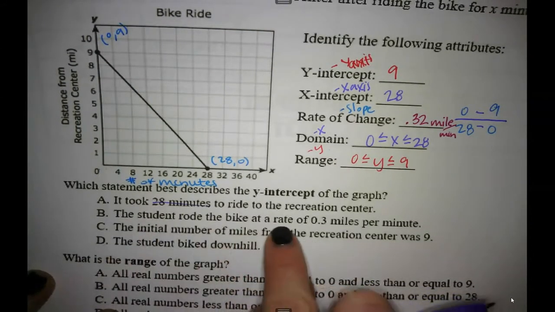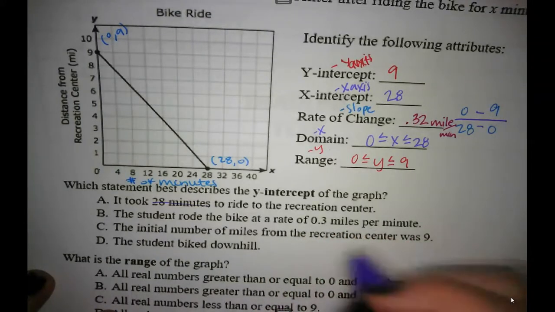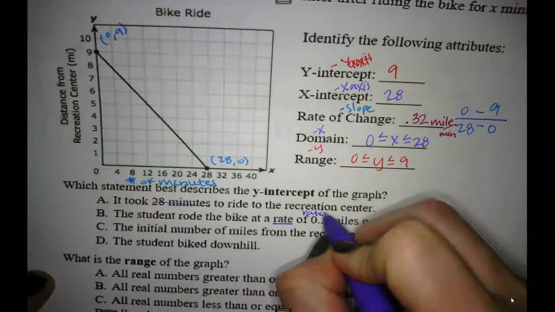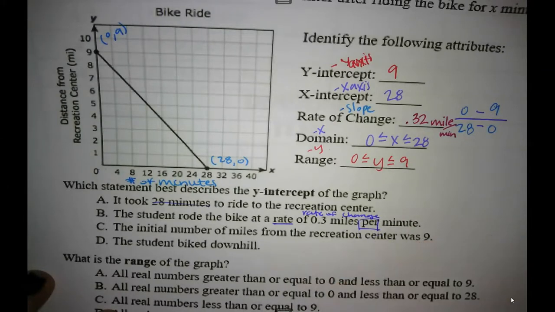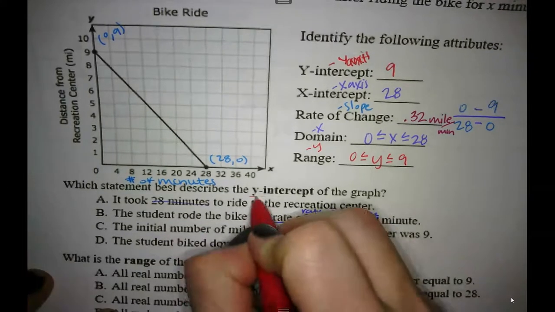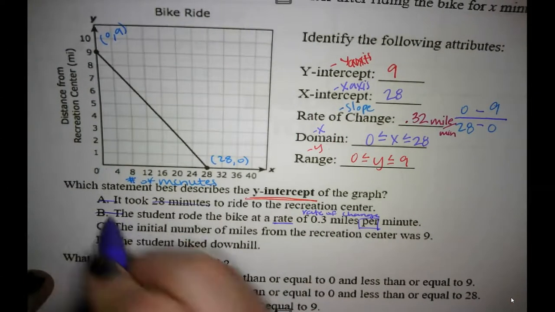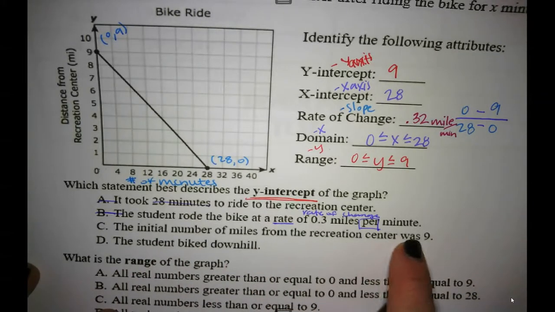The student rode the bike at a rate of 0.03 miles per minute. Rate, this is talking about our rate of change. And remember, whenever you see the word per, you also think of rate of change. But we want to know what the y-intercept of 9 represents. So we don't need anything about rate. The initial number of miles from the rec center was 9.